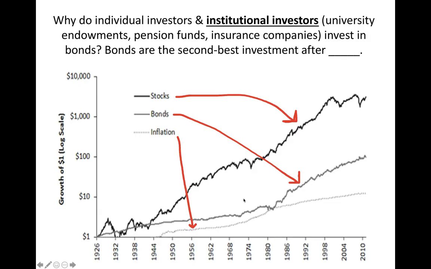Why? Well, let's look at this graph. It goes all the way back to 1926. You see the stock market crash of 1929. Here you see inflation rising over the decades and eating away at our money. Here you see the growth of bonds, and here you see the growth of stocks. Bonds are the second best investment after stocks.